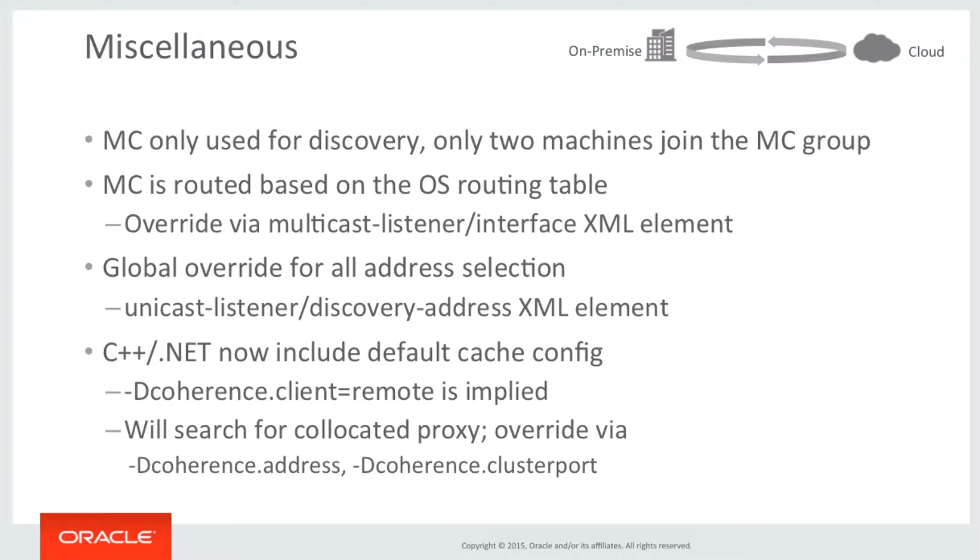Okay, and then the final set of miscellaneous features. Multicast is used only for discovery. I mentioned that earlier, but we actually reduced the usage even further. So historically, if you were using a multicast-based coherence setup, every cluster member was part of the multicast group. They joined the multicast group as part of joining the cluster. And then we would send some data transmissions over multicast and some over unicast. Well, now all data transmissions go over unicast. And if we're using multicast, it's only for discovery.